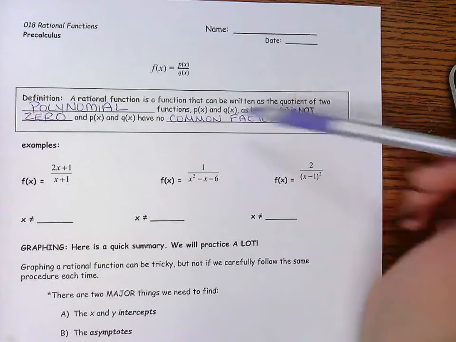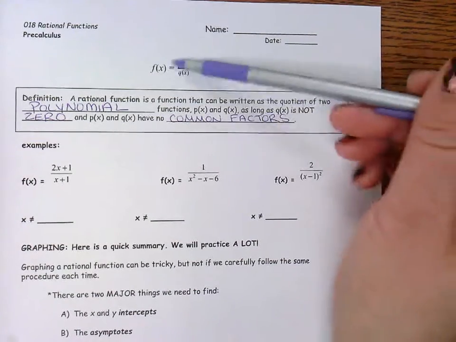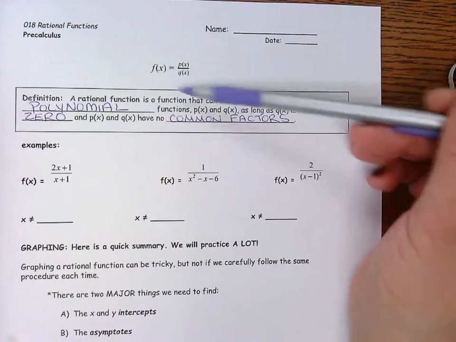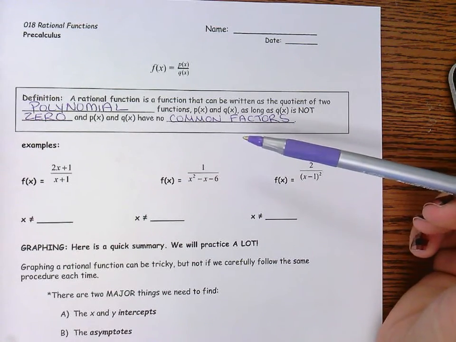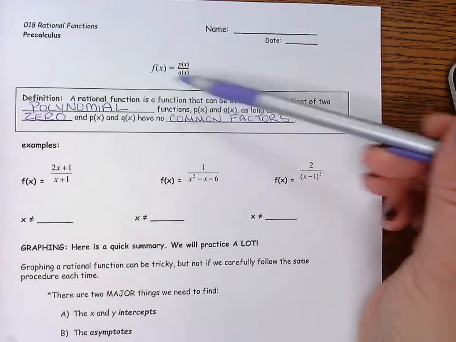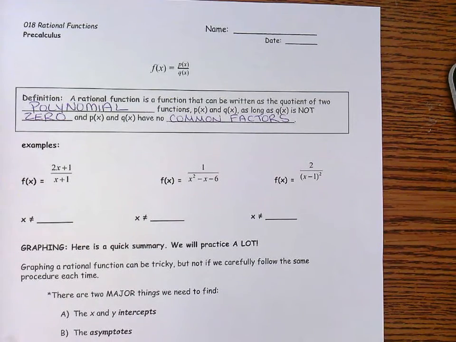And when there are common factors, we're going to have to factor and cancel before we start graphing. Those are going to create asymptotes and holes in our function. So here are just a few examples of 3 different rational functions. We don't know a lot about them right now, but we could think about their domain.